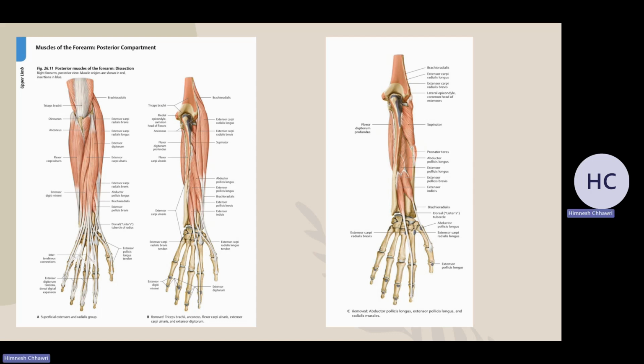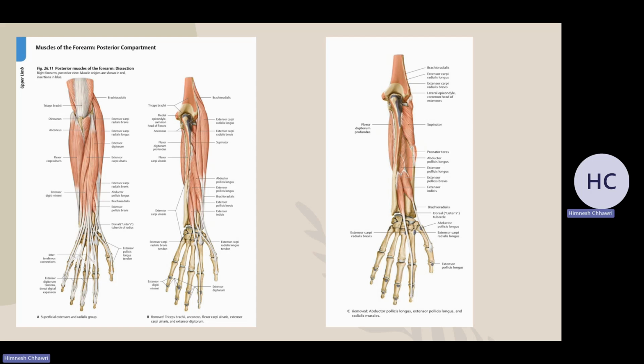Extensor digitorum: origin, common head, lateral epicondyle; insertion into dorsal digital expansion of digits second to fifth. Then we have the extensor digiti minimi. It's a bit difficult to see because it's smaller, and as the name suggests, extensor digiti minimi extends the digiti minimi. What's the digiti minimi? Your pinky.